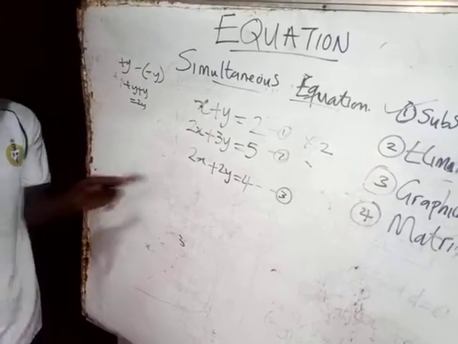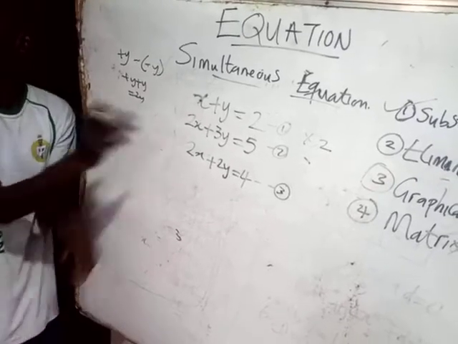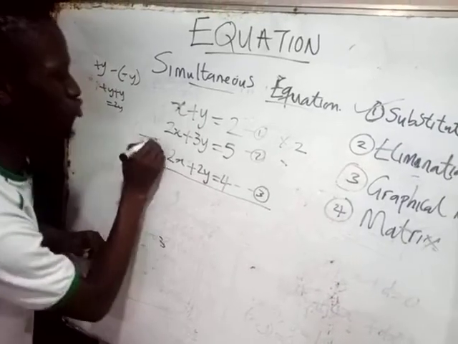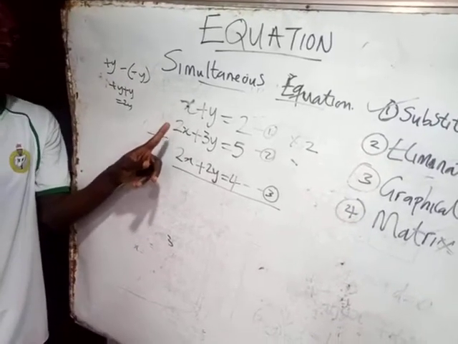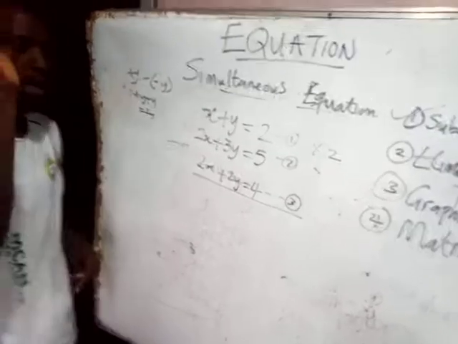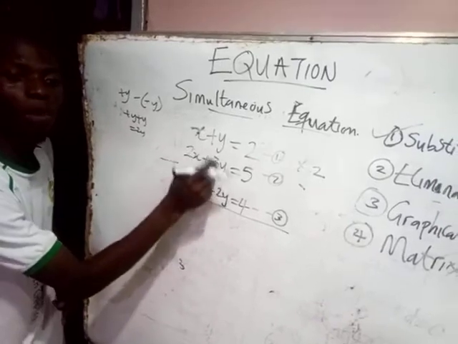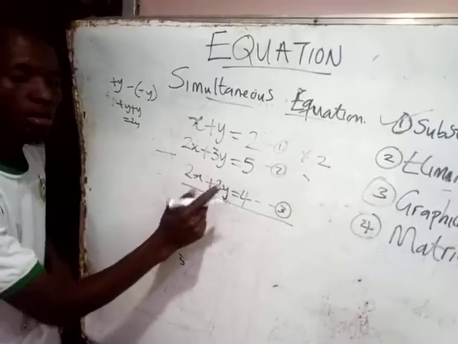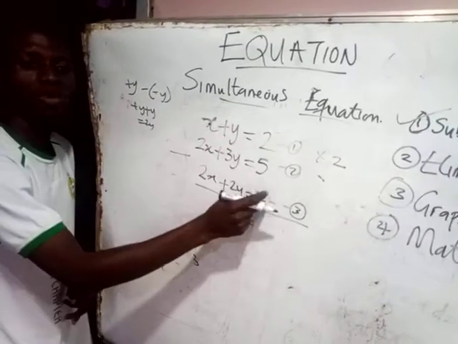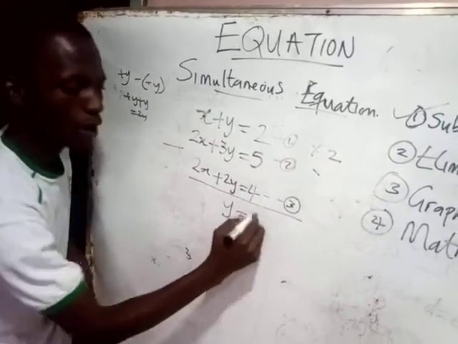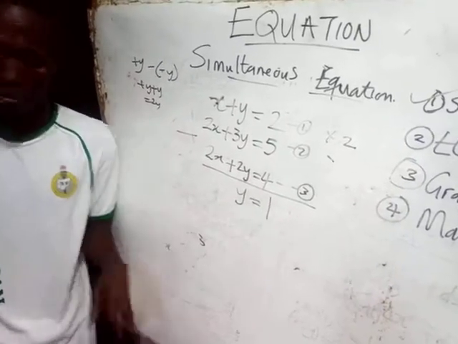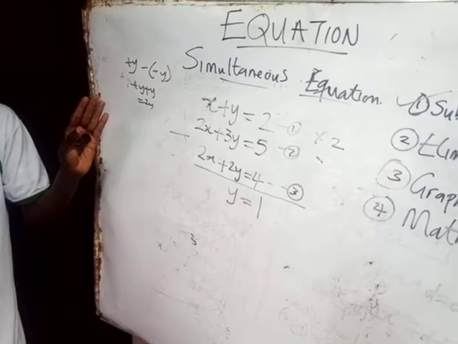Is it clear? Now, automatically, x and x, they have the same coefficient. We can remove them. So just draw your line here. You put minus here. You are not going to plus it together here. You are going to minus because they have the same sign. Is it clear? 2x minus 2x, they are gone. 3y minus 2y is what? y. y is equals to 5 minus 4 is what? 1. Is it clear? 5 minus 4 is equals to what? So you have y is equals to 1.